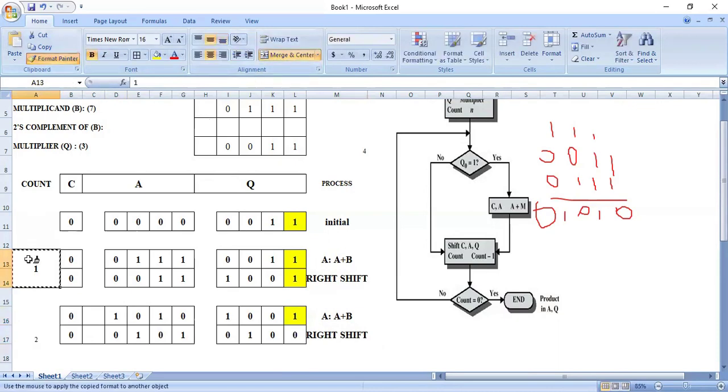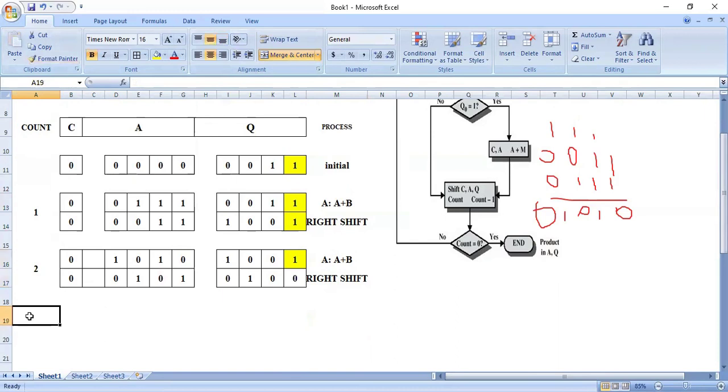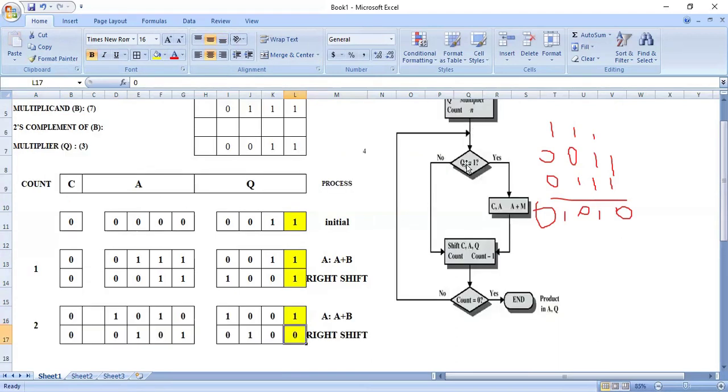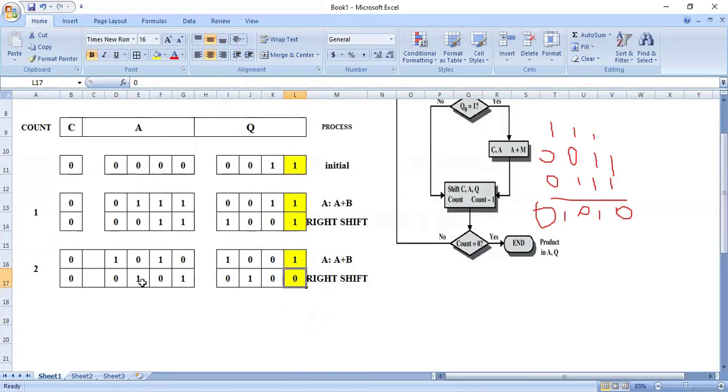As I mentioned earlier, in total we have to perform 4 rounds. So once again, I'm checking the value of Q naught. Q naught is equal to 0. Q naught is not equal to 1, it is 0. So I'm doing the right shifting alone. I'm not going to perform A equal to A plus B. Just the right shifting of the previous value.